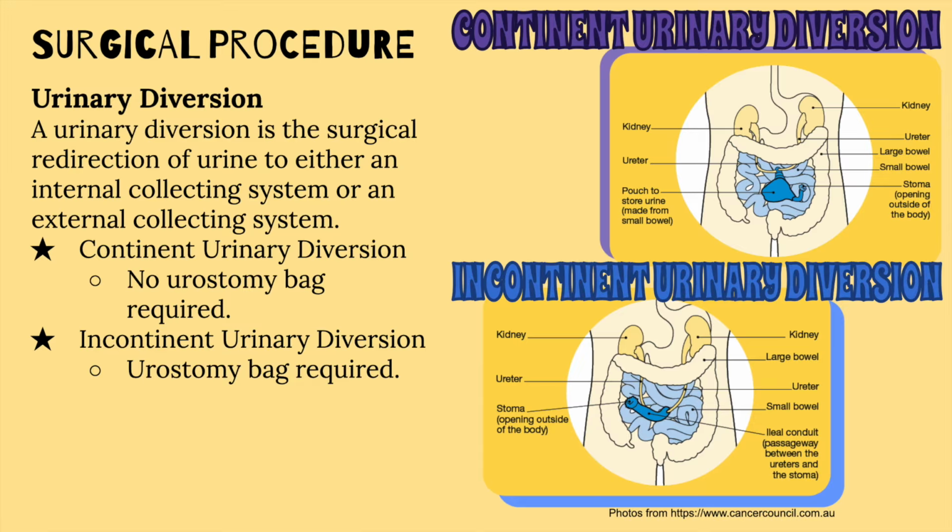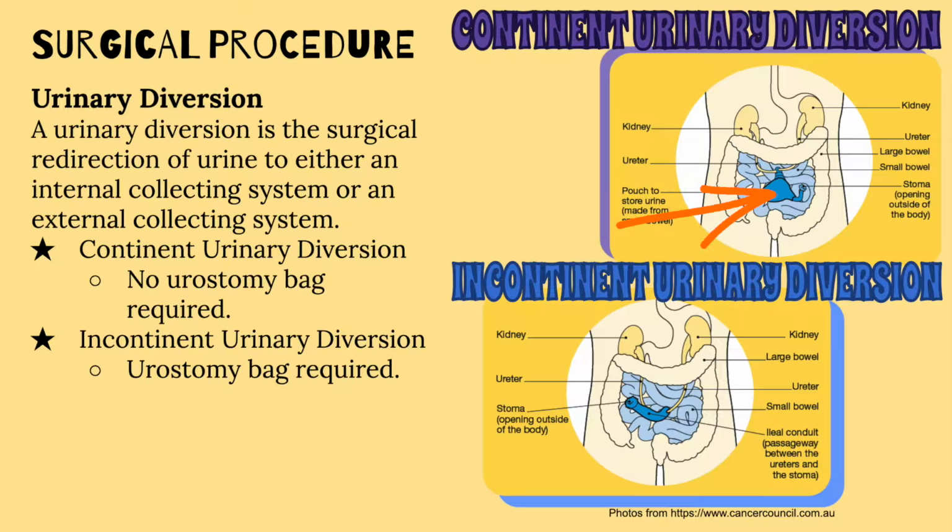So let's talk about the procedure itself in which the urostomy bag is placed. A urostomy bag usually is applied after a surgical procedure called a urinary diversion. In this surgical procedure, the normal flow of urine is rerouted out of the body when urine flow is blocked or needs to bypass a diseased area. Now, I want you guys to understand that not every patient requires a urostomy bag after a urinary diversion.